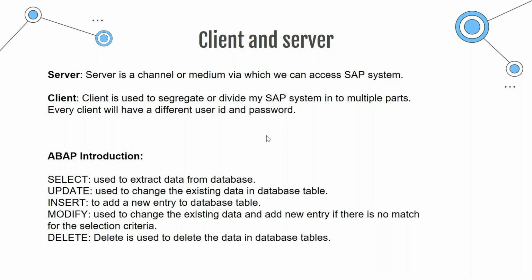Then update. Again, what is the definition of update? The general definition in English is to change something. Correct? To change something is called updating. So same here also. If I want to change existing data in the database tables, it is called update. Then insert. Insert means create. Correct? Insert means adding, creating. So same. Whenever I give any insert command in the SAP system, it will create a new entry in the database table.